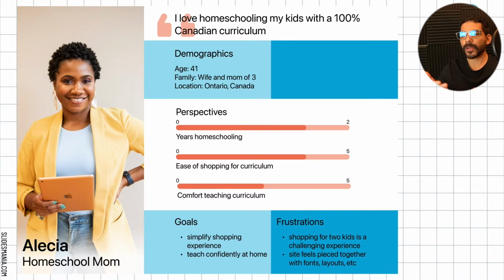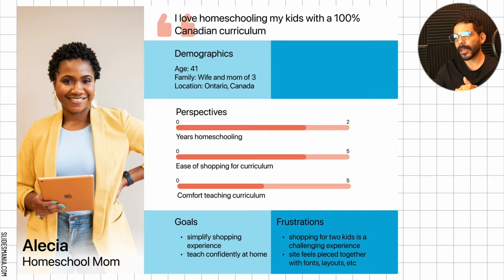But here's Alicia. She's 41. She's a wife and mom of 3, and her location is Ontario, Canada. She quotes, "I love homeschooling my kids with 100% Canadian curriculum." So that's Alicia. Her years of homeschooling is between 1 and 2. Ease of shopping for curriculum is pretty easy, and comfort teaching at home is intermediate. So goals are to simplify the shopping experience and teach confidently at home. That's what they want as a goal.